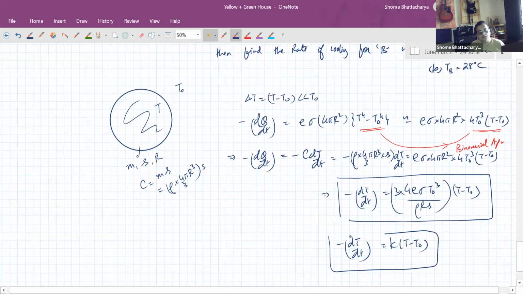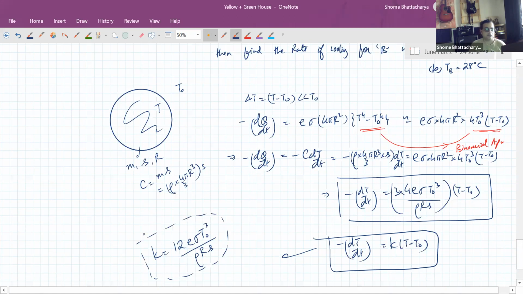So we will use this relation for individually A and B, but we'll understand that K is a term like this. It is directly proportional to emissivity. Sigma is of course a universal constant. T naught is also the same for both of them in the same environment, but it's also inversely proportional to density into radius into specific heat capacity. So this is what we'll need to check. Now just apply this concept to the data given for the two spheres and you should be able to answer the question.